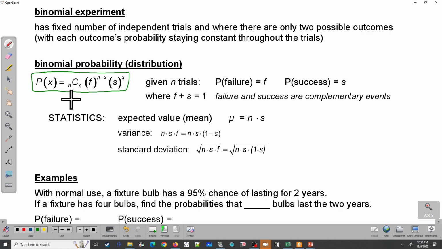The only thing you might wonder is why nCx? But before we get there, let's look at some statistics. One of them you definitely need to know because it's the same vocabulary term that we learned in a prior lesson. That's the expected value or the expected mean. And so there's our mu again.